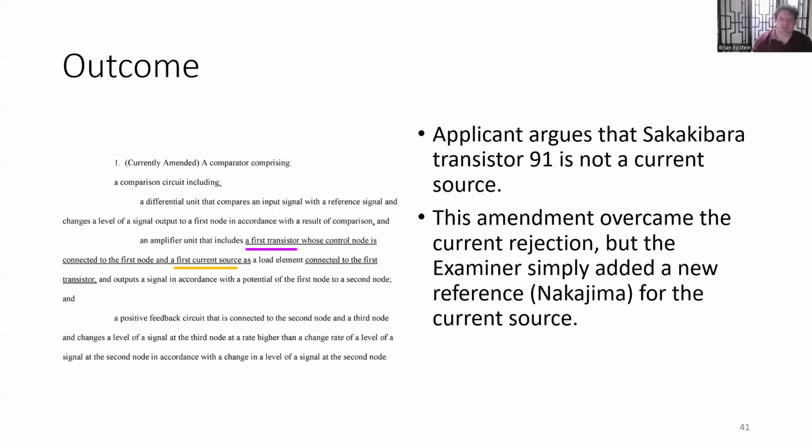Well, what did the applicant do? You can see that they made this amendment. They have the first transistor in purple and the first current source in orange. And they argue that the Sakakibara transistor 91 is not a current source. The amendment did overcome the rejection we're looking at, but the examiner simply added a new reference, Nakajima, for the current source. All right, well, what would you do, Brian?